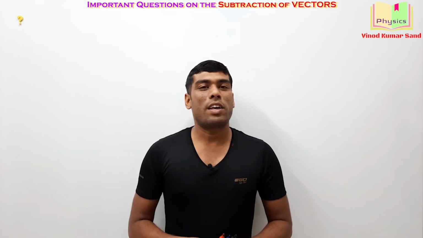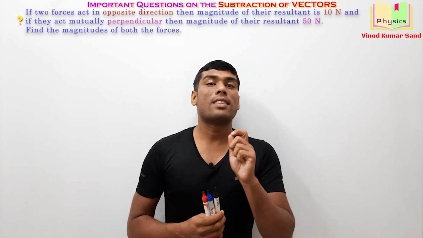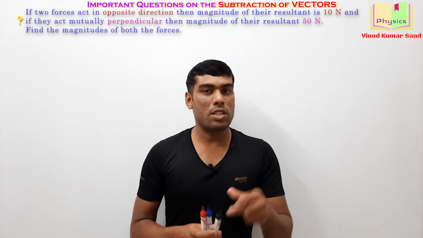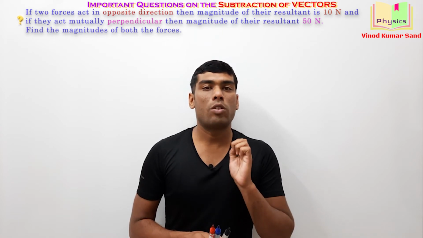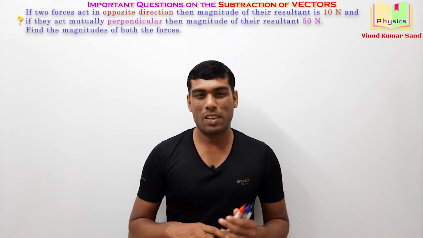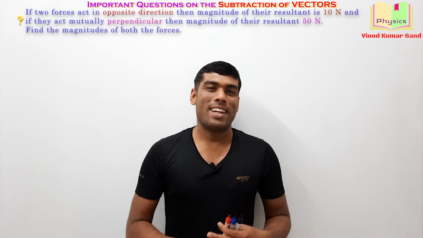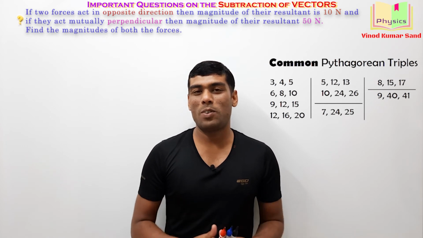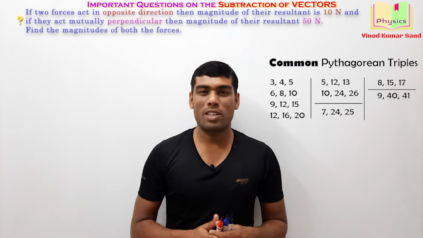Here is question number 5. If two forces are acting in the anti-parallel direction, then the resultant has a magnitude of 10 Newton. And if these two forces are acting perpendicular to each other, then the resultant has a magnitude of 50 Newton. We need to find the magnitude of these two forces. It's a simple one. Actually, if you look at the numbers carefully, you can think directly about the answer. Pause the video here and put your brain at work. Try to obtain the answer yourself.